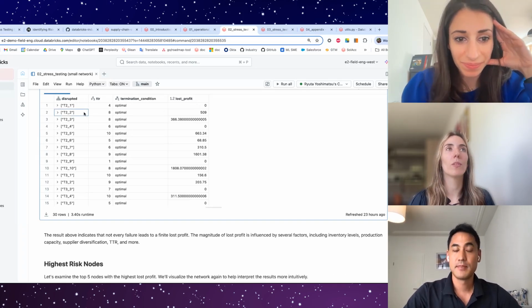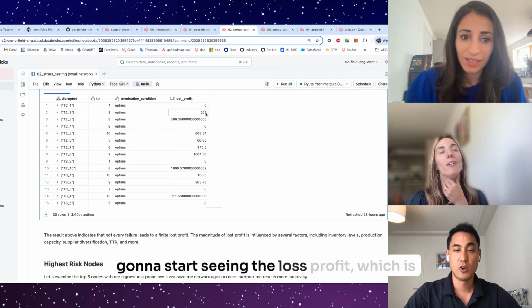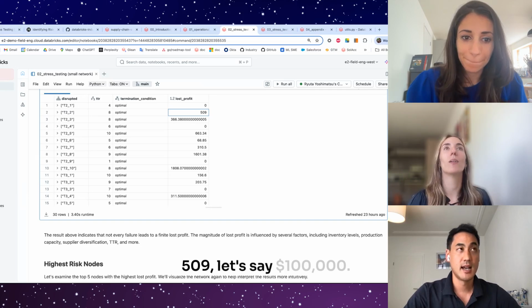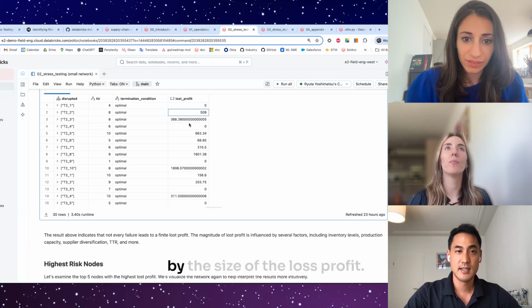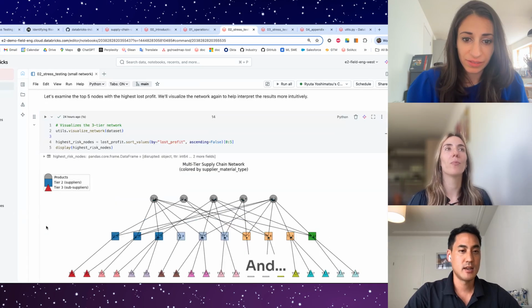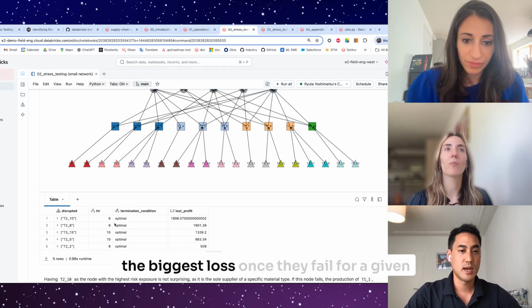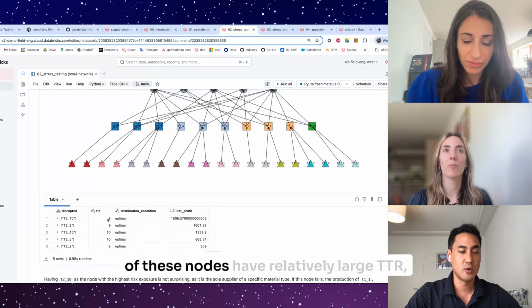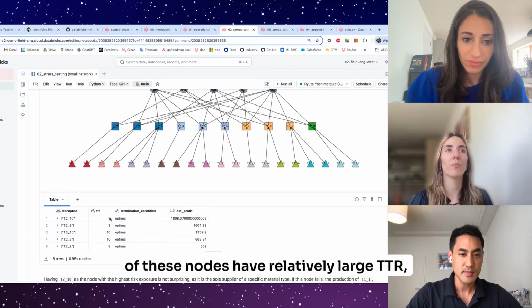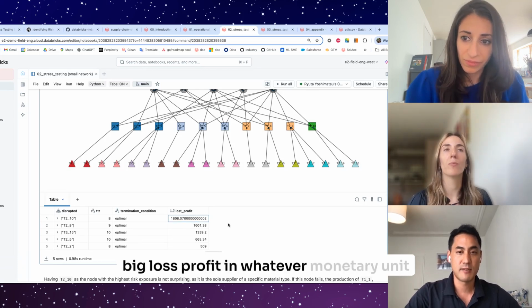But when this node goes down for 8 weeks, you start seeing the lost profit, which is 509, let's say $100,000. And then what you can do now is rank by the size of the lost profit. And what we're doing is exactly that. So we are ranking the nodes that would incur the biggest loss once they fail for a given TTR. So here, first of all, you can see that all of these nodes have relatively large TTR, 8, 9, 10, 10, 8, and then pretty big profit loss in whatever monetary unit that is.